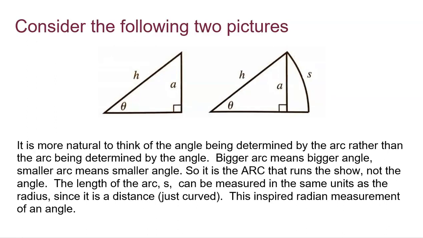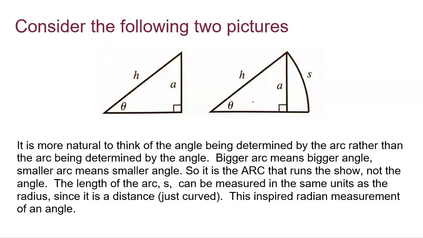So it's actually way more natural. It might not be to you yet, but hopefully it will be someday at some point. It's more natural to think of the angle being determined by the arc rather than the arc being determined by the angle. That might have blown your mind, but read that again if you need to. A bigger arc means a bigger angle. Smaller arc means a smaller angle. So it is the arc that runs the show, not the angle, right?